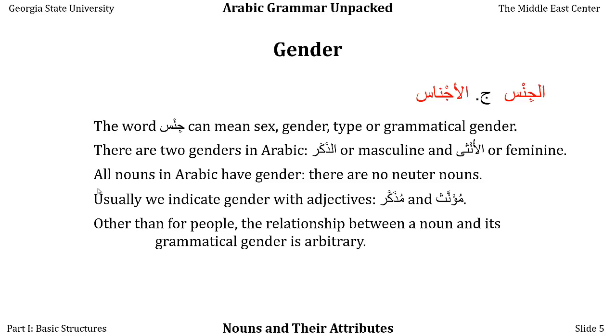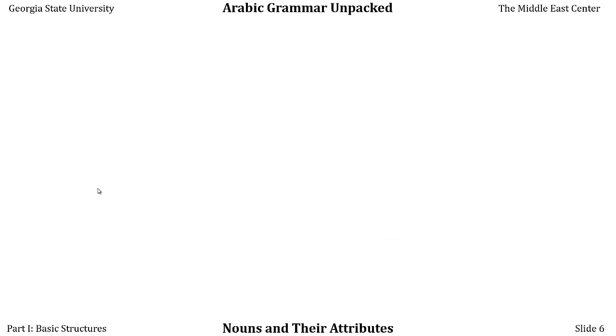Other than for people, the relationship between a noun and its grammatical gender is arbitrary. Why a qalam or pen is masculine and a maktaba or library is feminine is just a matter of how the word is pronounced and how it's put together. It has nothing to do with giving the noun some kind of apparent masculinity or femininity.